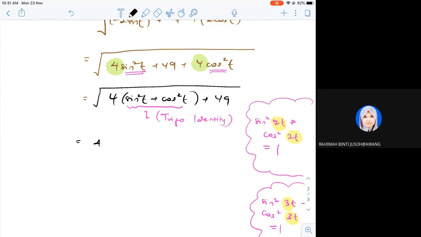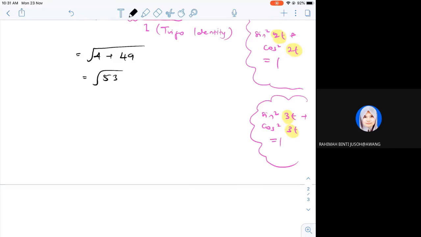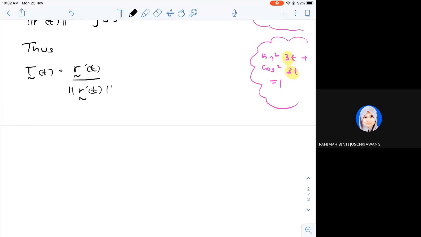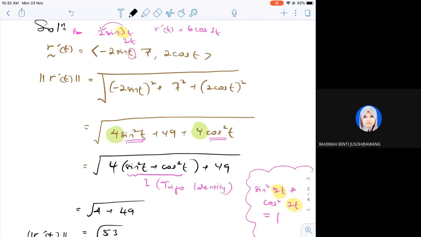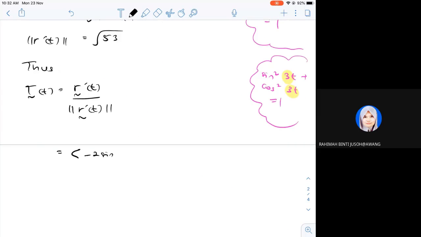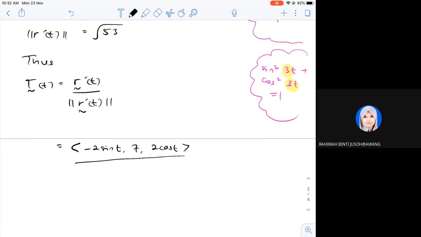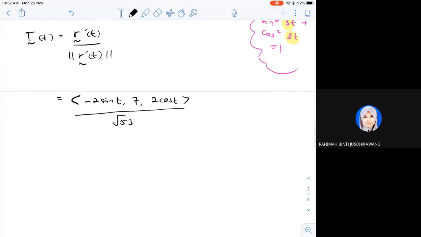Equals 4 plus, 4 times 1 is 4, so 4 plus 49, square root of 53, okay? So this is the magnitude of r prime t. Thus, the unit tangent vector equals r prime t divided by the magnitude of r prime t, which equals, from r prime t above, negative 2 sin t, 7, 2 cos t, divided by square root 53. So this is your answer.